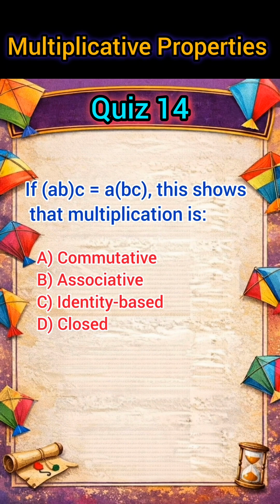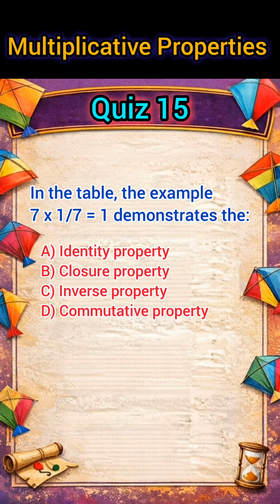Commutative. B. Associative. C. Identity-based. D. Closed. 15. In the table, the example 7 × 1/7 = 1 demonstrates the A. Identity property. B. Closure property. C. Inverse property. D. Commutative property.